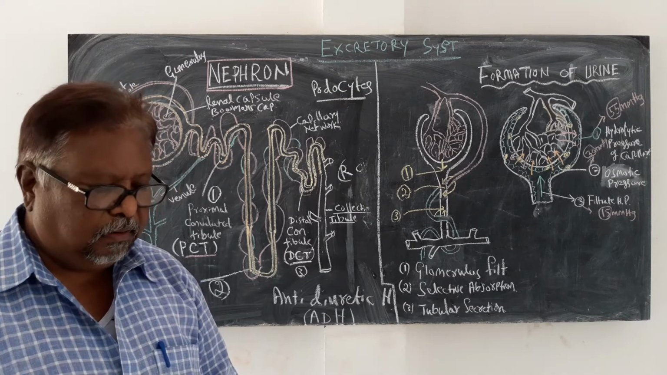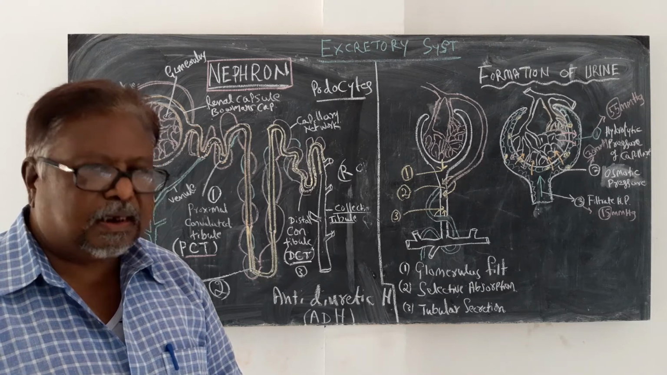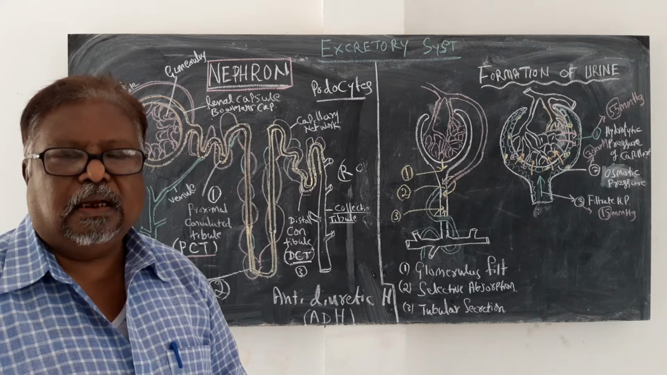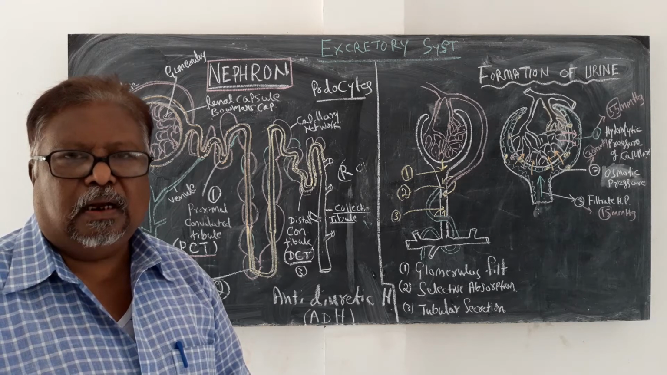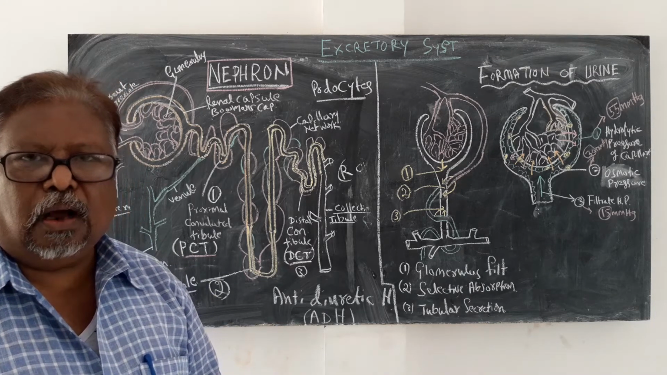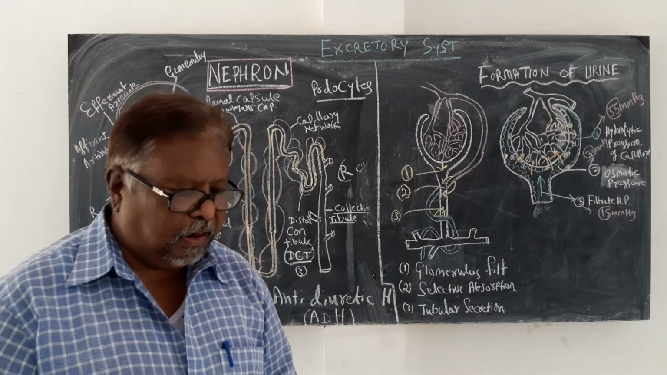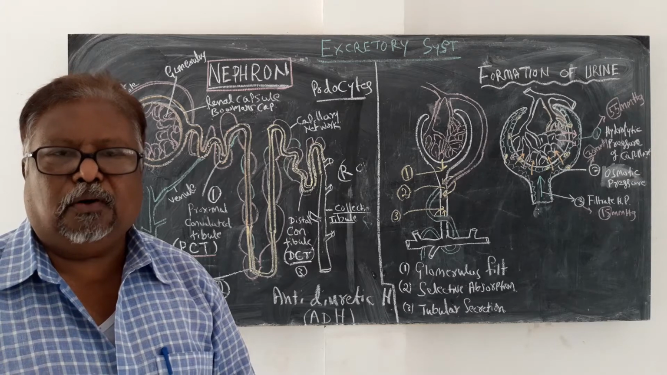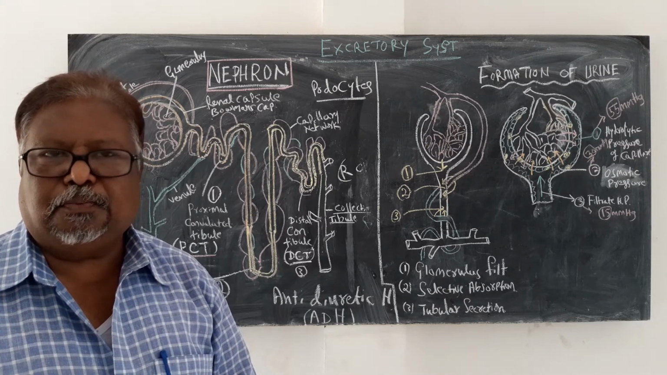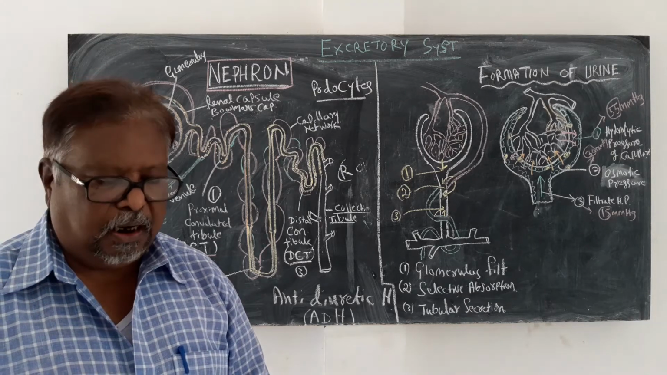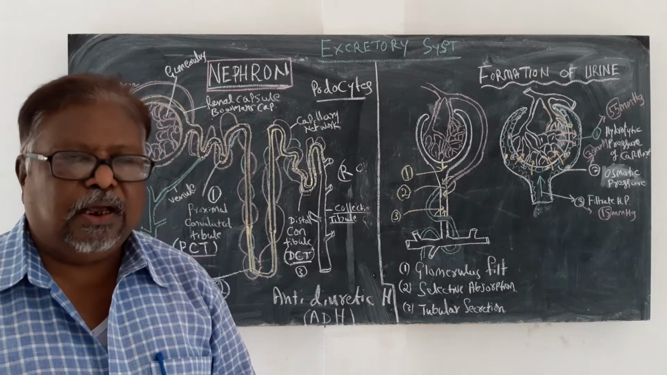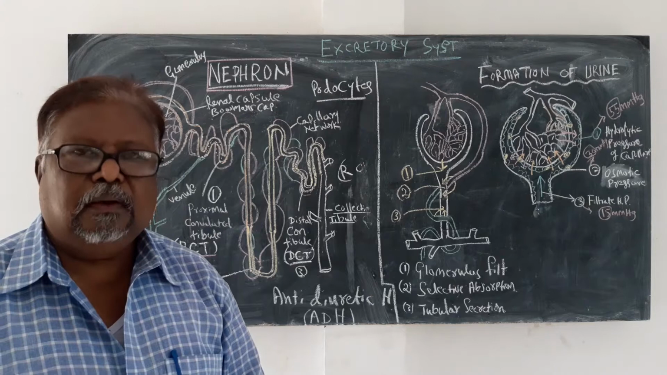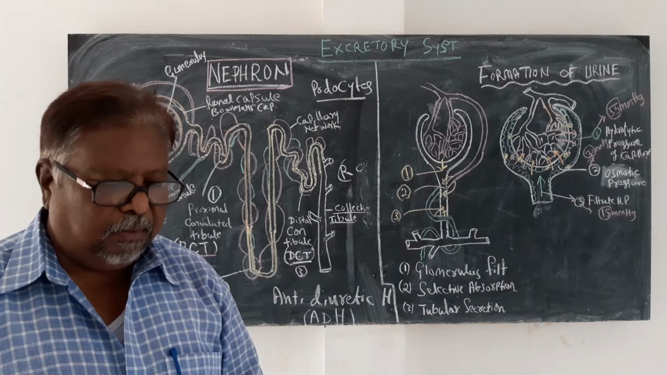Next point, waste products of protein metabolism are excreted. The unwanted substances present in the blood are thrown out from the blood. One is protein metabolism. In the body, protein metabolism takes place and waste is produced, and this waste, which is harmful to the body, should be expelled out. So the blood removes these protein metabolic waste products and they will be excreted.